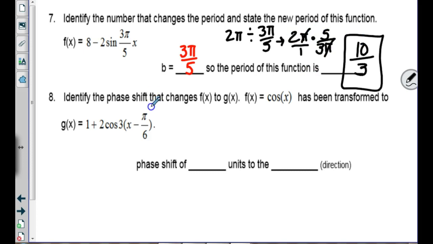Very glad I don't have to graph that. Any questions?